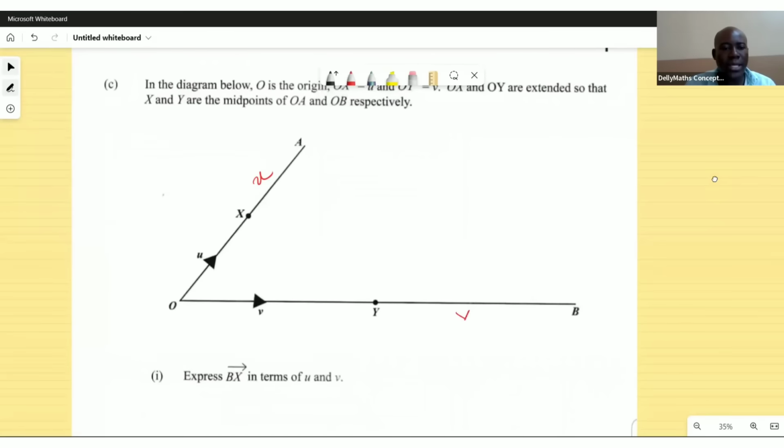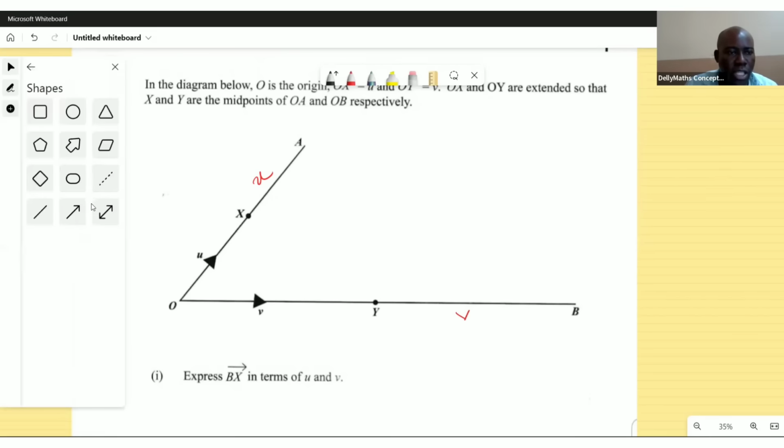Now the question says express BX in terms of u and v. Now let me just drop my BX here so that we could see what we have. We want to express BX right here. Right, so we're dealing with BX right there. So I want to deal with BX going in that direction.